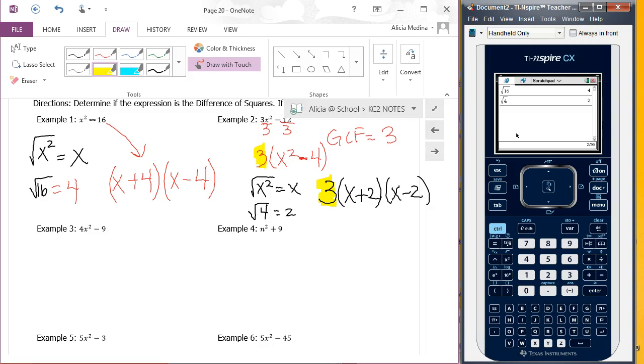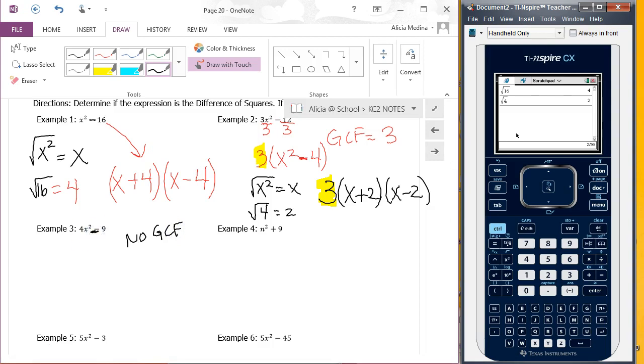All right, let's look at example 3. I do see that the coefficient in front of the x squared is bigger than 1, but 4 cannot divide 9. So there is no GCF here. We're just going to have to see if each term is a perfect square. And it's also a subtraction, so I do know it's a difference.